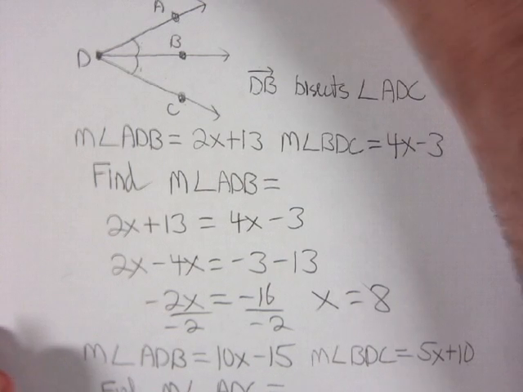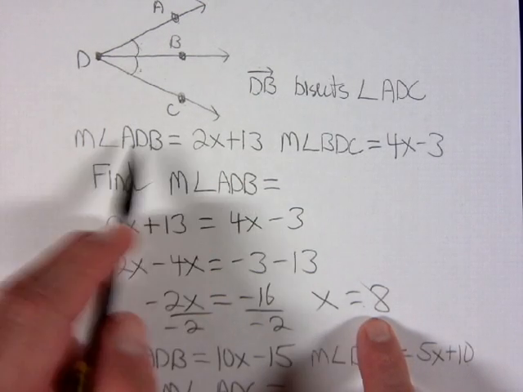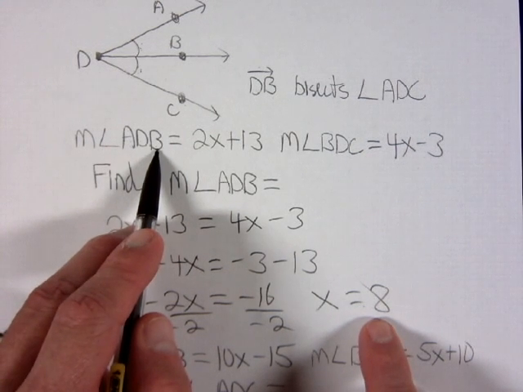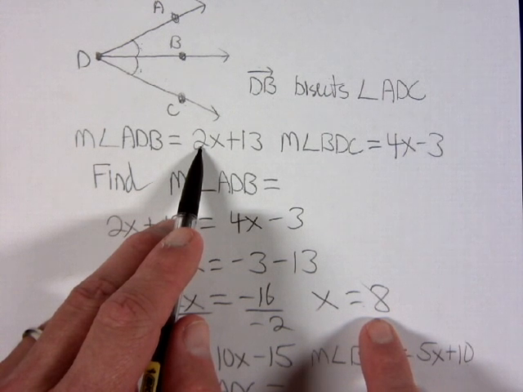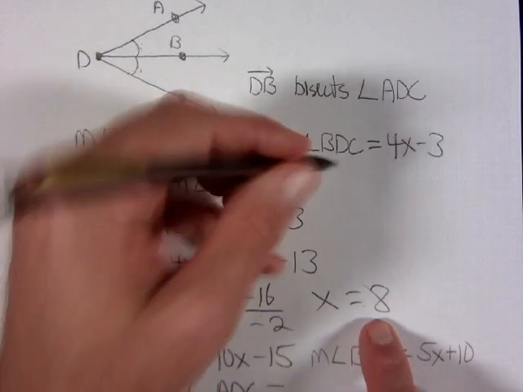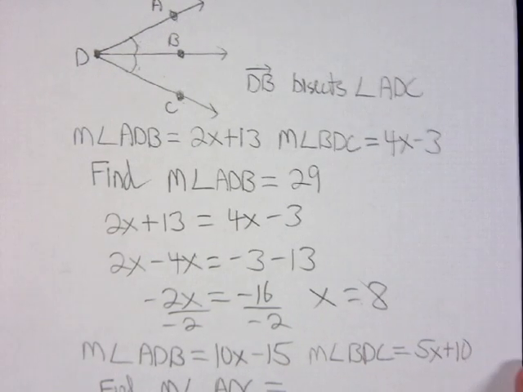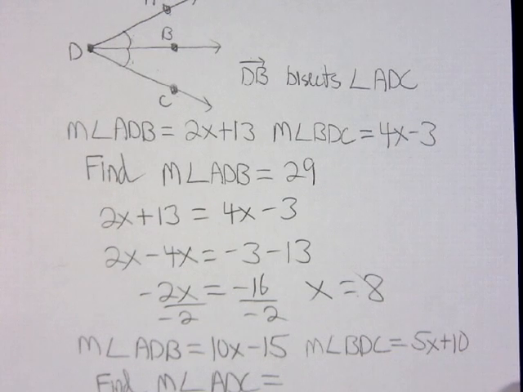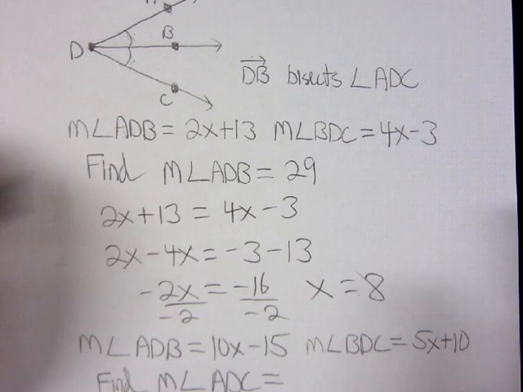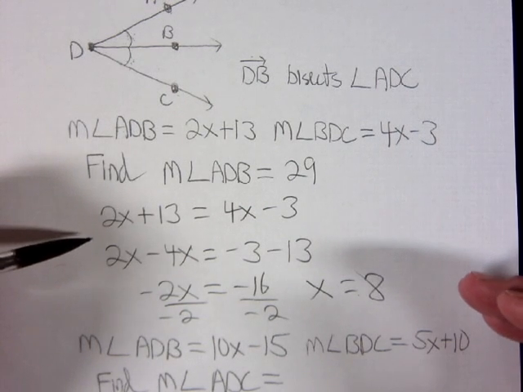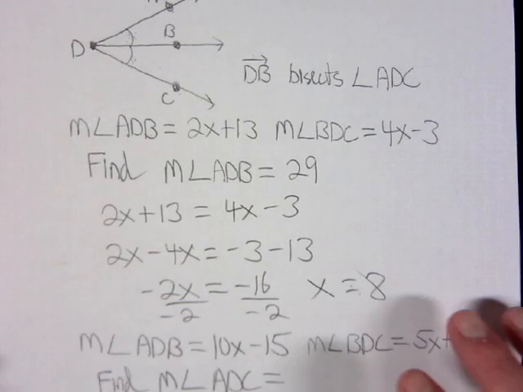But once again, the question didn't ask me to solve for x. I've now got to take that 8 and plug it into ADB. So I'll have 8 times 2, which is 16. Then I've got 16 plus 13, which makes 29. So 29 will be your correct answer there. Again, make sure that you look and see what angles they've given you. Use that to set up an equation, and then use that equation to solve for x, and plug the x back in to give you the answer that they're asking you for.